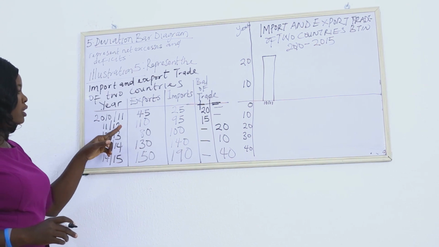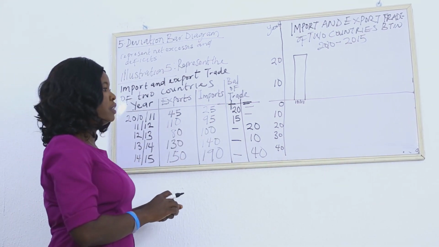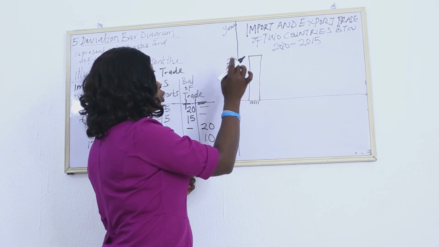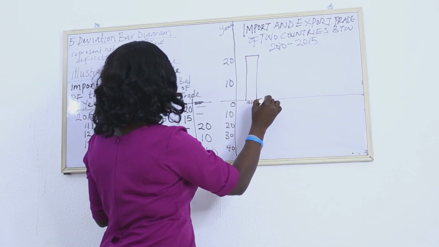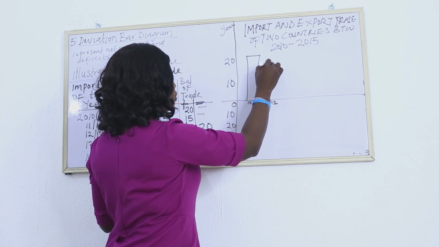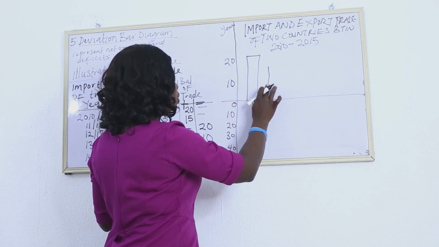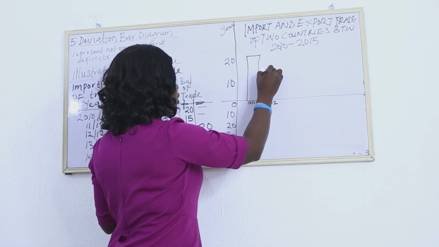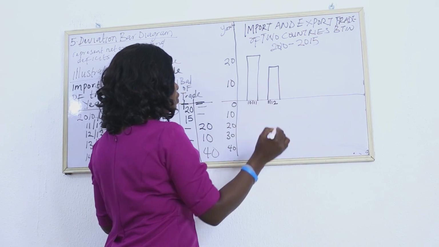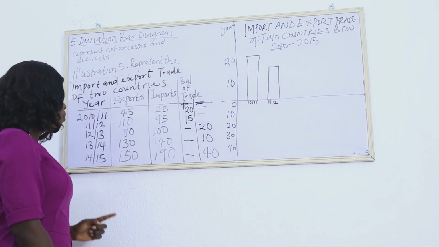For 2011-2012, I have a surplus of 15. So I also come to 10, so 15 will be between 10 and 20. 15 will be somewhere around this point. I have a surplus of 15 for 2011-2012.